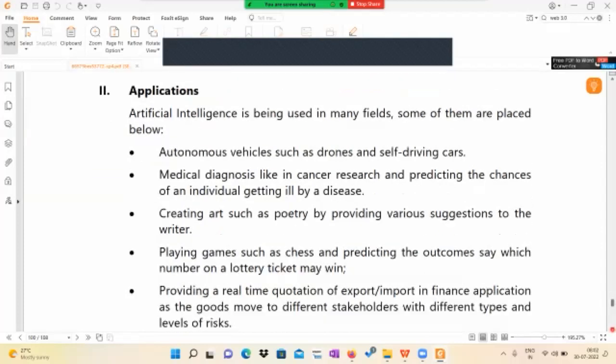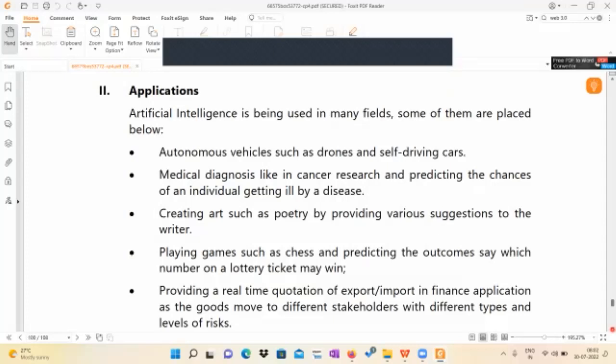And applications, as we have seen, are used for predicting the lottery games, and for playing chess, and it is used in poetry as well, and for medical treatment, for the purpose of cancer research, and for predicting whether a disease may occur to a particular person or not. And it also helps in self-driving cars, and for drones. We have seen that drones are used by the Indian defense for the purpose of monitoring the enemy movements in the border areas.